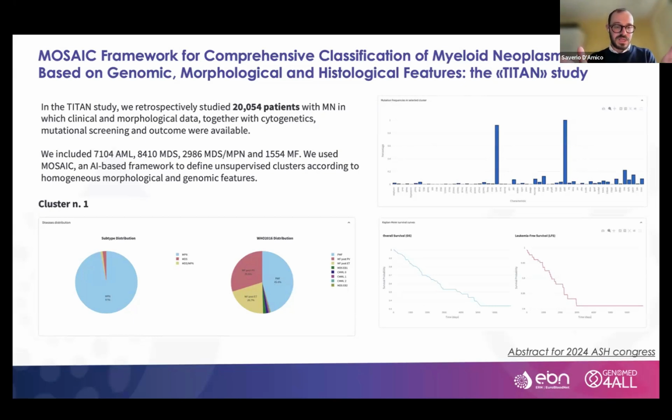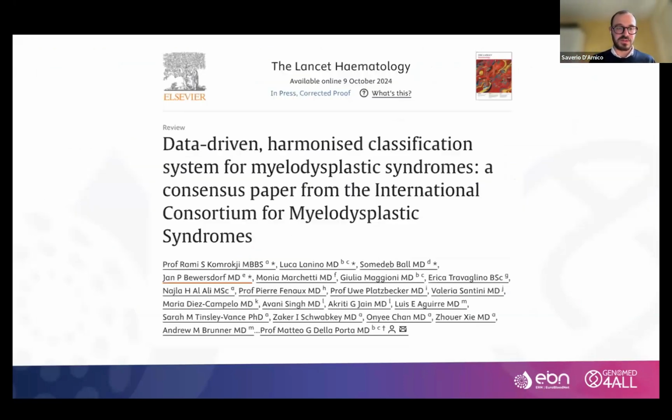In the slide, you can see an example of the characteristics of cluster 1 in this case, and how these characteristics are divided across the different disease classifications, and how the overall survival and the leukemia-free survival behave in this example. To help, once again, the clinician in using this framework in this setting, we created a web platform just to help in using the Mosaic framework in different data sets, in different diseases.